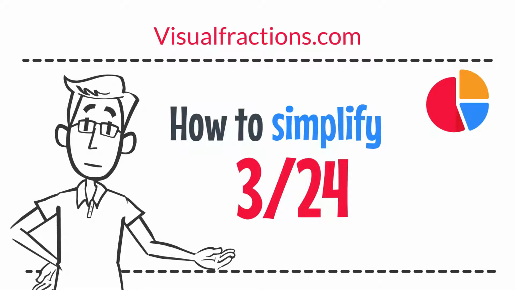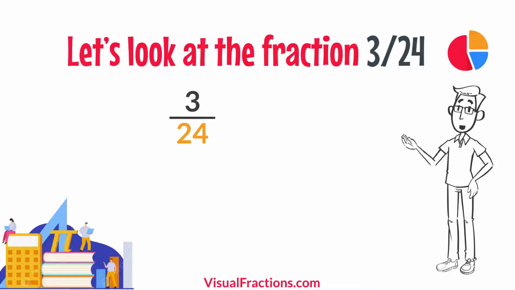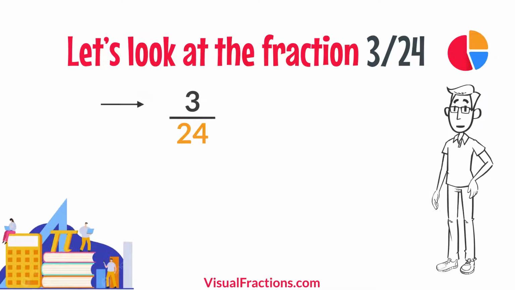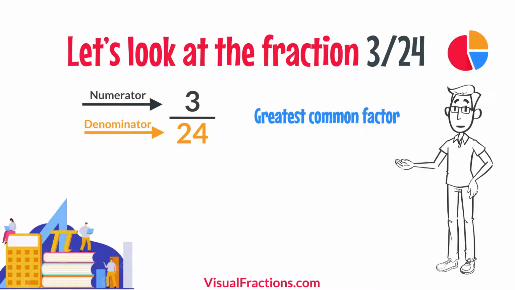Today, we're going to explore how to simplify the fraction 3/24 to its lowest terms. Let's look at the fraction 3/24. To simplify it, we'll divide both the numerator and the denominator by their greatest common factor.